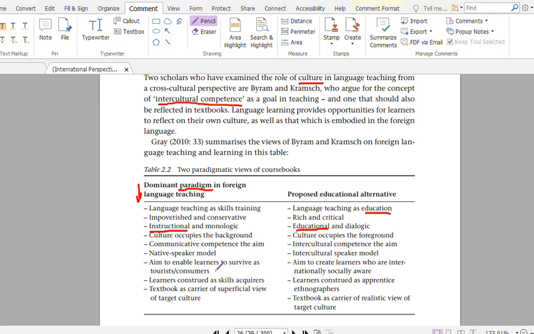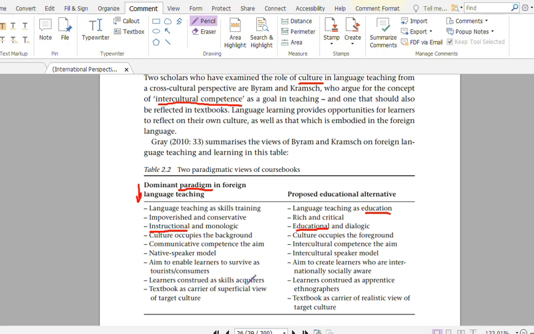Here, the aim is to enable learners to survive as tourists and consumers. But in the alternative one, the aim is to create learners who are internationally, socially aware. Okay, so they are critical thinkers. They are aware of the events happening around the world.